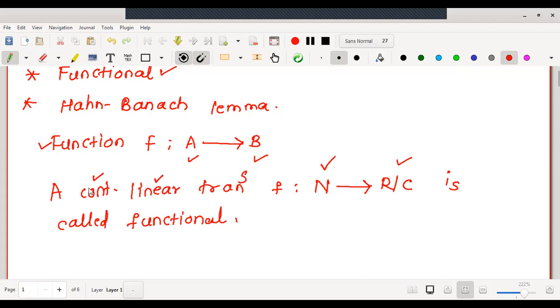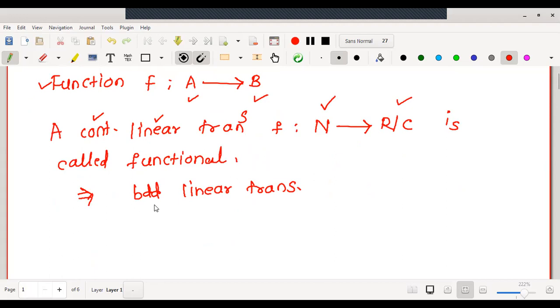As it is linear, continuity implies and is implied by boundedness. Therefore, one can say this mapping is a bounded linear transformation. Therefore, in short, a functional is a mapping defined on a normed linear space and is a scalar valued mapping which is continuous and linear both, or bounded and linear both, right?